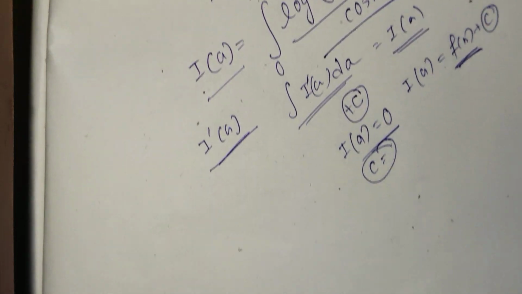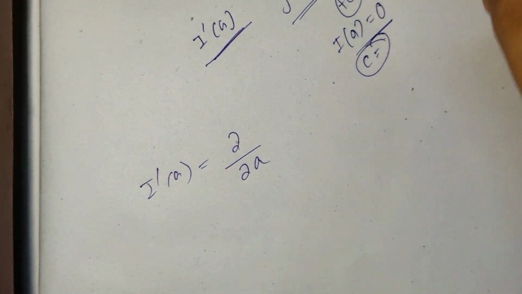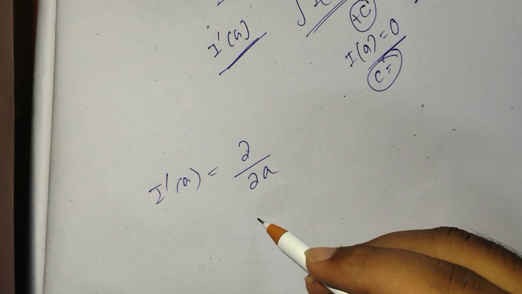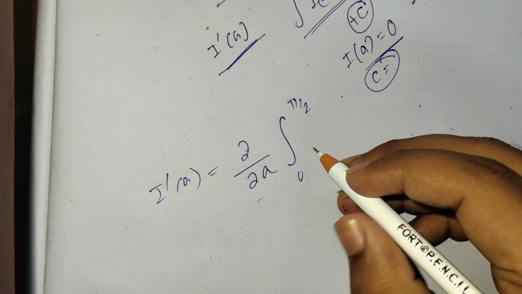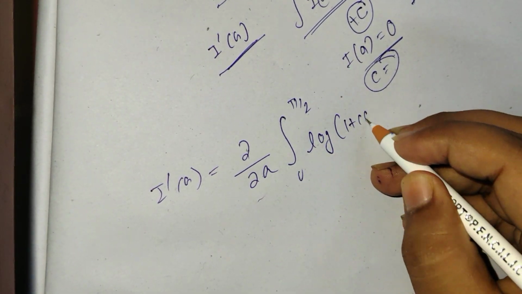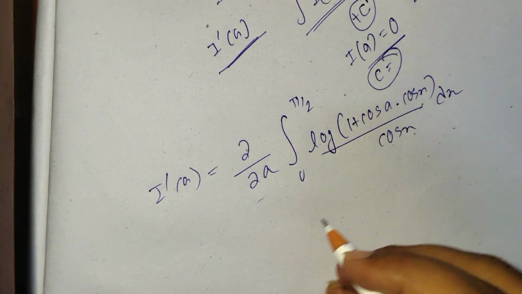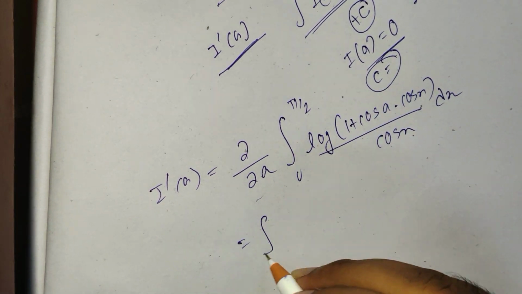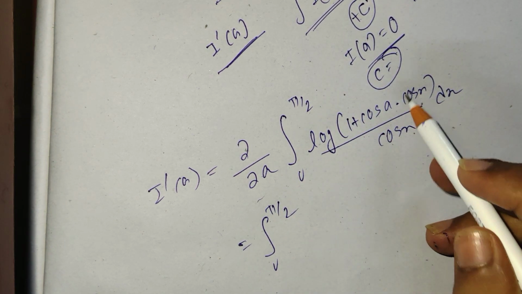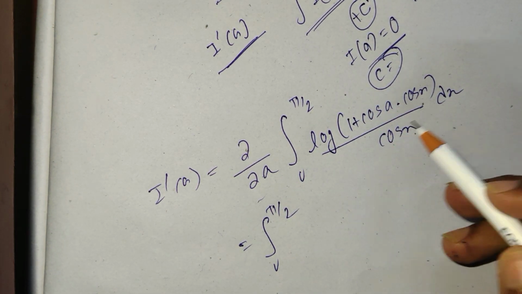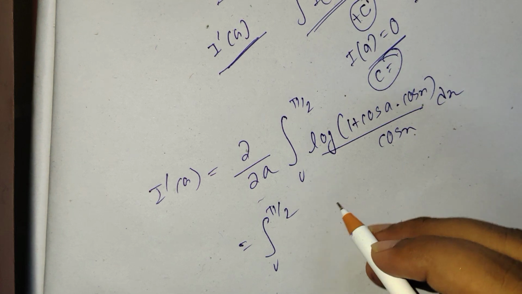I know it is a little bit confusing, but let's talk about this example so that you can understand easily. So first you have to find I dash a, right? As we are talking about two variables, we have to take the partial derivative, basically del a. So this is the integral from 0 to pi by 2 of log of (1 plus cos a into cos x) divided by cos x dx. Now we have to differentiate this, right? Because the term of a is multiplied with cos x, so basically we have to do the simple integration.